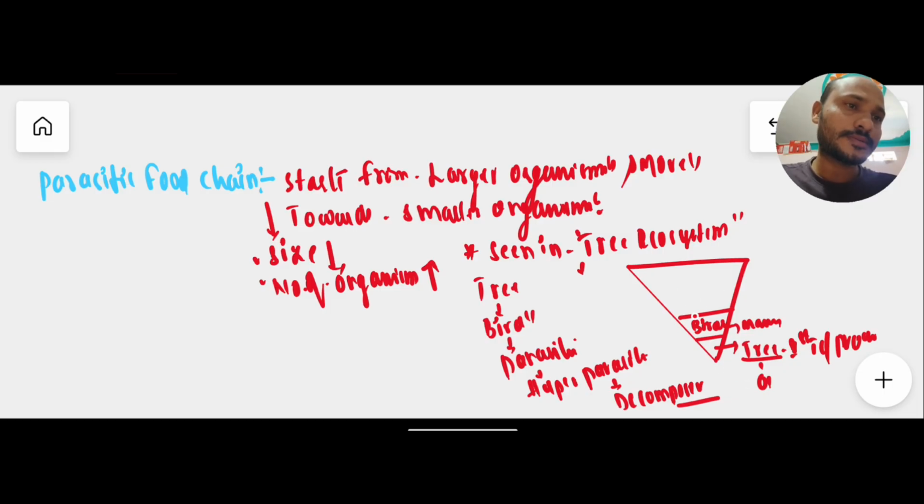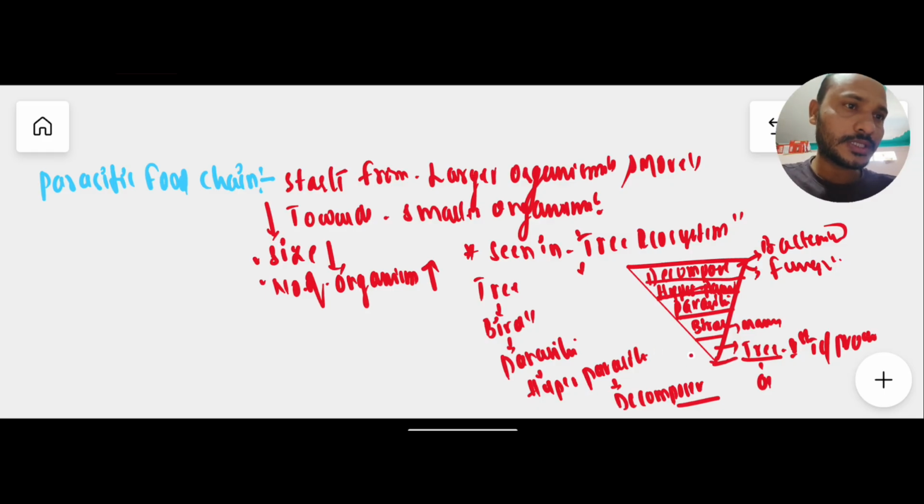How? See, birds are eaten by the parasites, and these parasites are eaten by the hyperparasites, and these hyperparasites increase in number by decomposers. Generally, decomposers are heterotrophic organisms like bacteria and fungi. See, from bottom to top, the number of organisms will increase gradually.